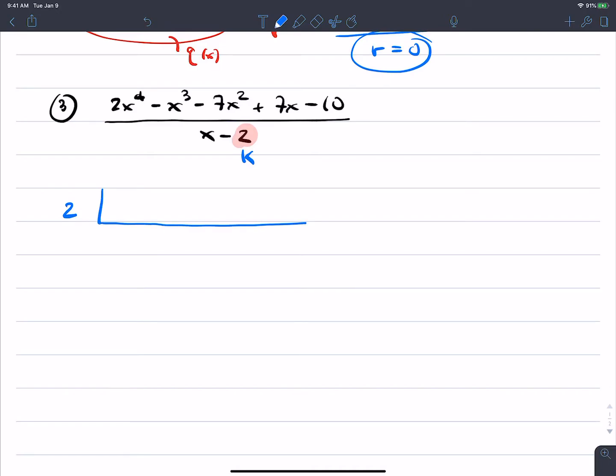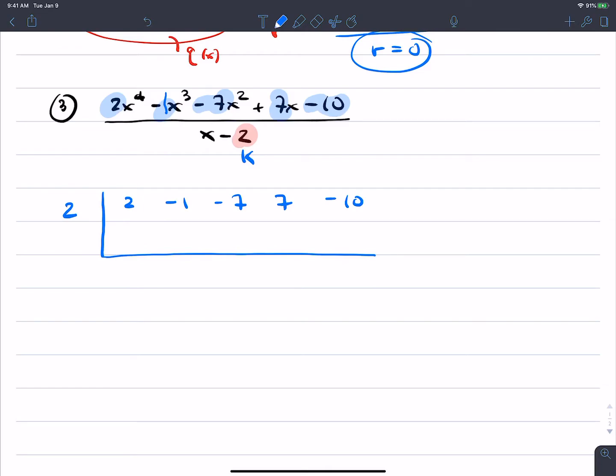And then I just need my coefficients. 2, negative 1, negative 7, positive 7, and negative 10. We need some space here. So let's just double check that everything is fine here. 2, negative 1, negative 7, positive 7, and negative 10.